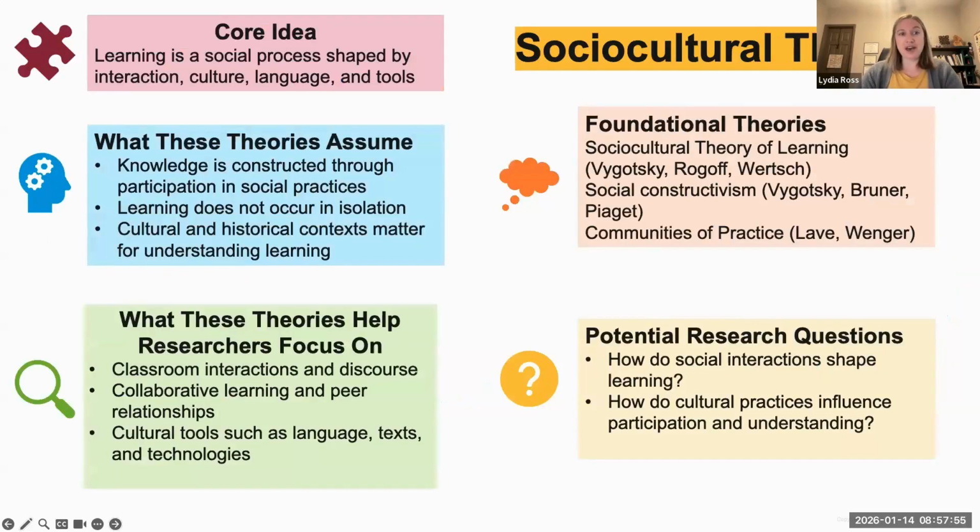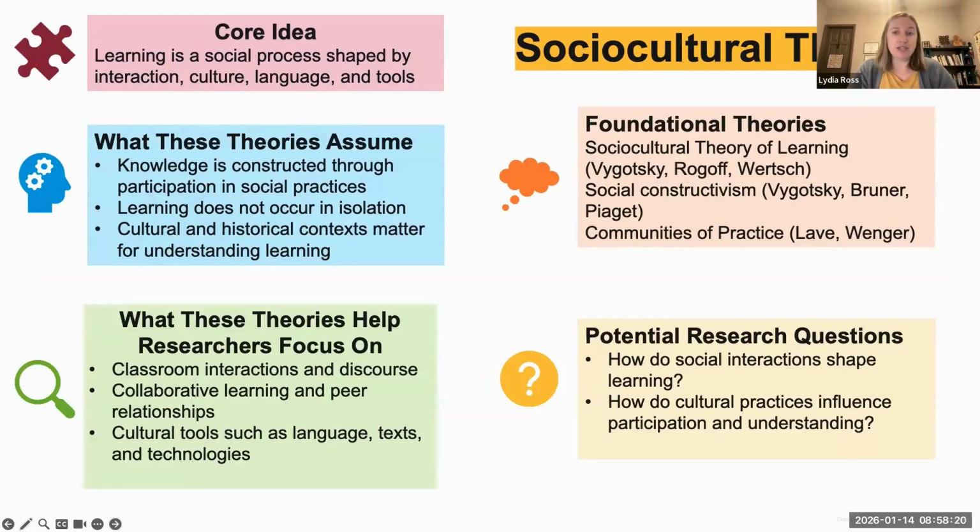So for each of these slides, I've kind of grouped it where I'm sharing the core idea, what the theories assume, what it might help you focus on as a researcher. I highlight some of the foundational theories with the researchers listed, and then some potential questions. And again, this was meant to be a guide that you might come back to later. So hopefully that will be helpful later.